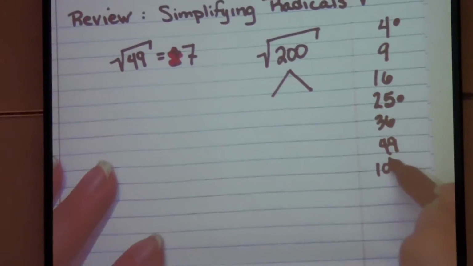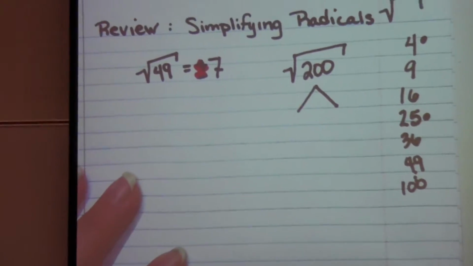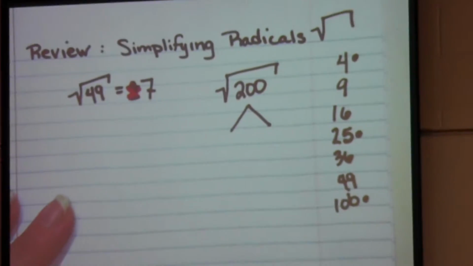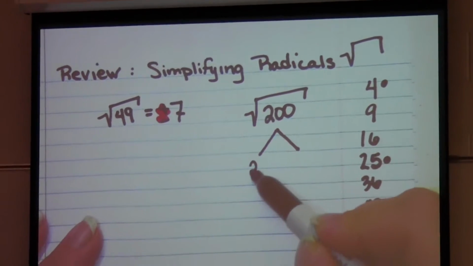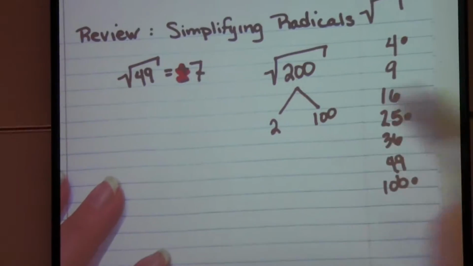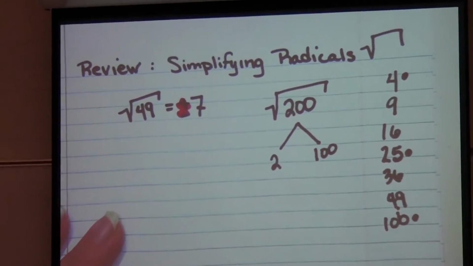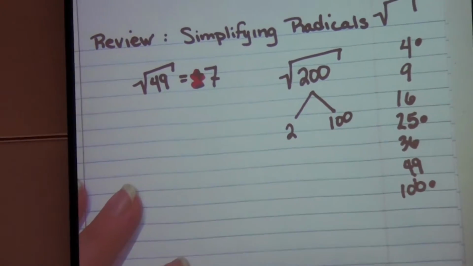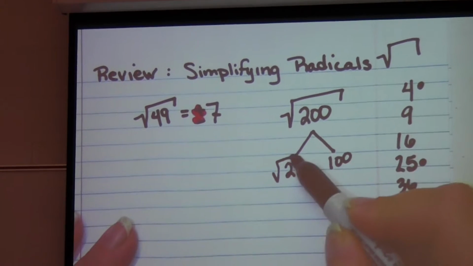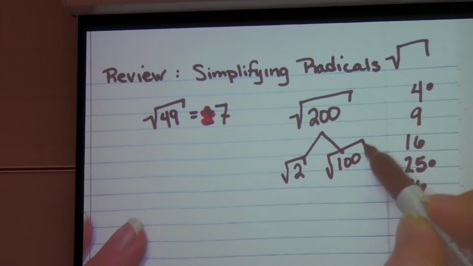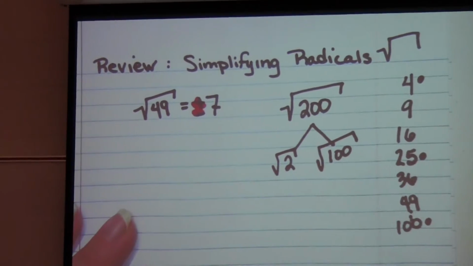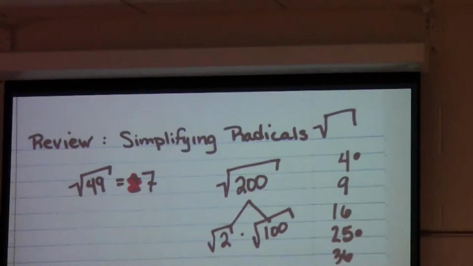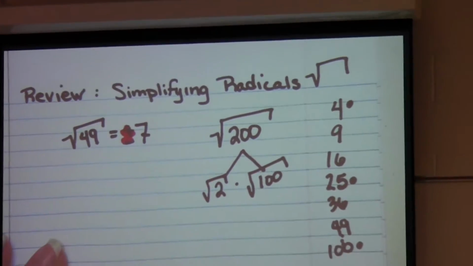So pretend there's some in there, right? 8 and 9 are in there. When I get to 10 times 10, I'm thinking to myself, that one works, and it's not going to get much bigger than that. So I could say that 200 was the same thing as 2 times 100. And I would say, okay, well then that means I have the square root of 2 and the square root of 100. And they're multiplying because I knew it was 2 times 100.